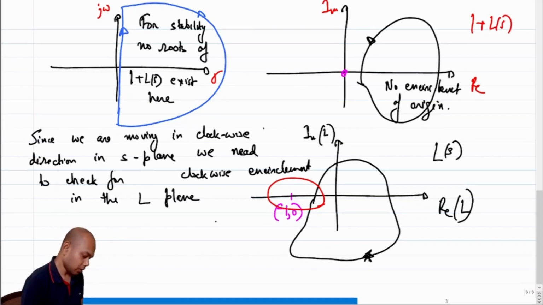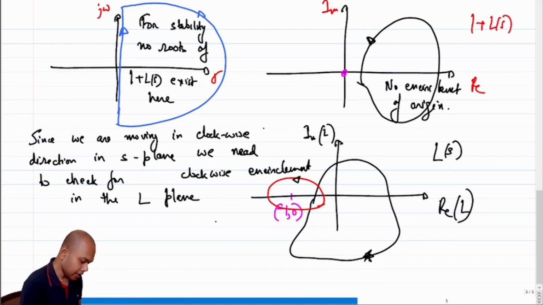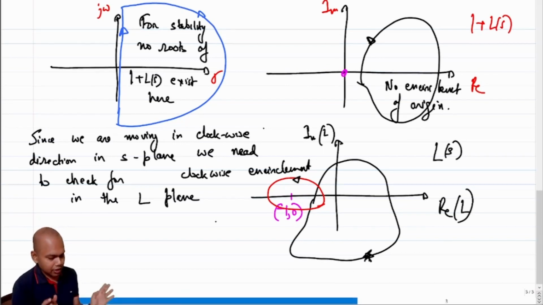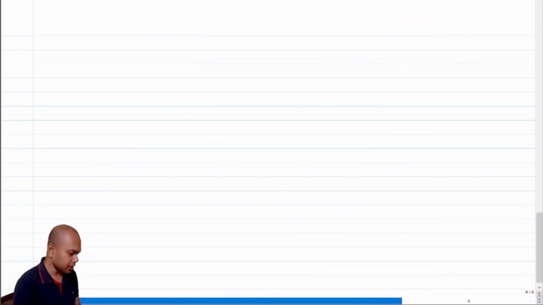So let's say for some transfer function, we moved in the anti-clockwise direction in the S plane, but when we came back to L plane, we found that it has an encirclement, but in the anti-clockwise direction, right? So Nyquist says that that's not a problem. So this is still stable. Okay, so we have to keep track of whether the encirclement is in a clockwise or anti-clockwise direction. This might seem a bit confusing without the aid of an example. So let's take an example and then try to figure it out.